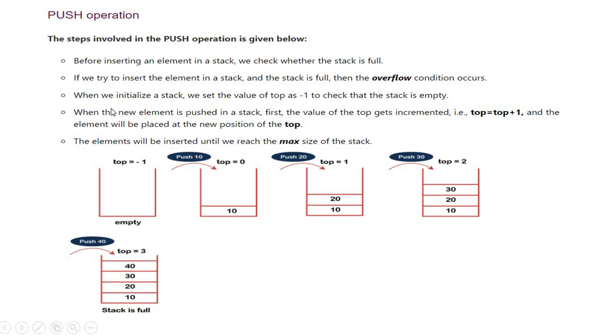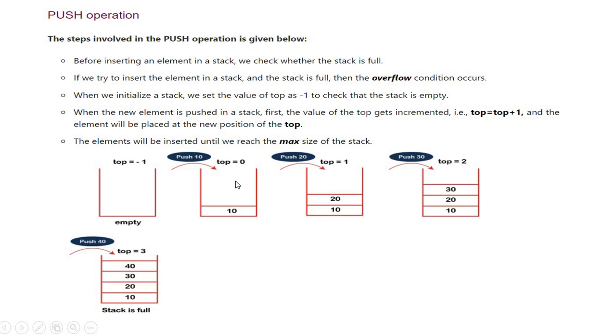Next, we initialize the stack. Initially, we set the value of top to -1. Look at this picture, the top value is -1. If I'm inserting the first element, first I have to increment the top. I will make the top value +1, that is, top will be equal to 0. And if the name of the stack is stack, I will insert the value at stack[top], which means stack[0]. Right now the top value is 0.